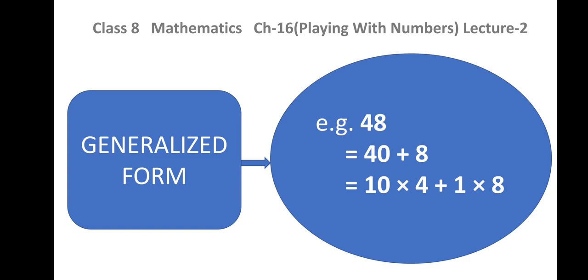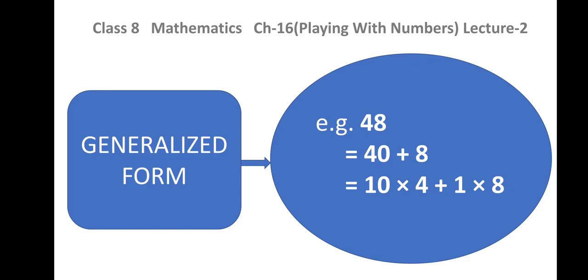Here I have taken the example of 48. This is a 2-digit number, and in this example 8 is at 1's place and 4 is at 10's place, and we know how to write 48. It can be written as 40 plus 8. So the digit at 10's place will be multiplied by 10, here in this case 4 is at 10's place, so it will be 10 into 4 plus, and the digit at 1's place will be multiplied by 1, so it will be 1 into 8.